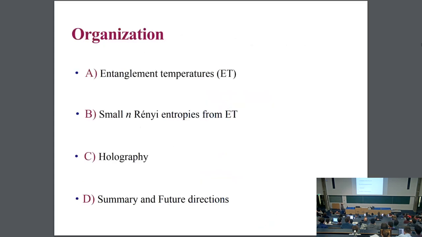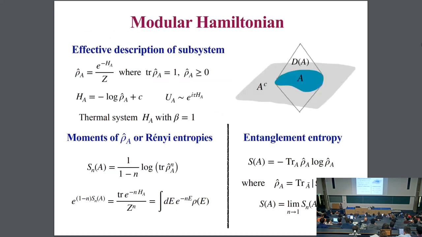Okay, so the outline is kind of trivial. I'm going to try to explain what entanglement temperatures are. Then I'm going to explain the relation between entanglement temperatures and the Rényi entropies, in particular in this interesting limit when the Rényi parameter is small. And then I'm going to show you a particular example in which I can realize this relation concretely in holography. The example is going to be two-dimensional CFTs. And then I'm just going to end up.